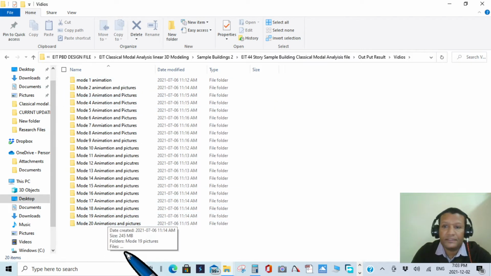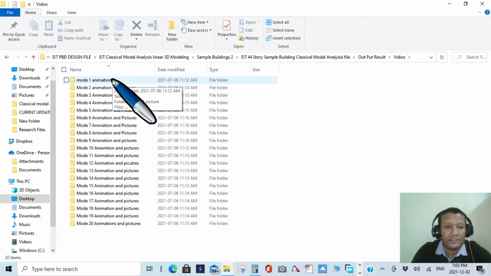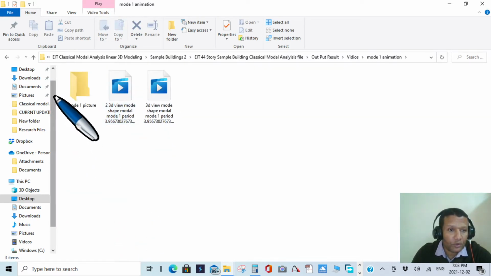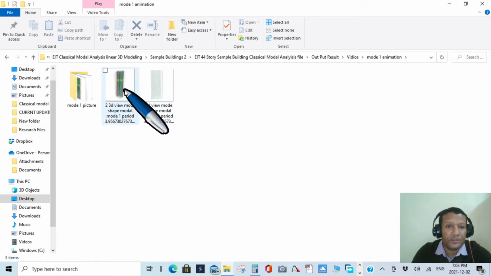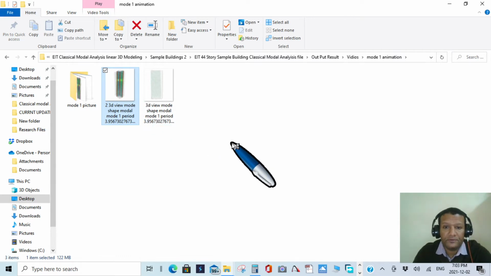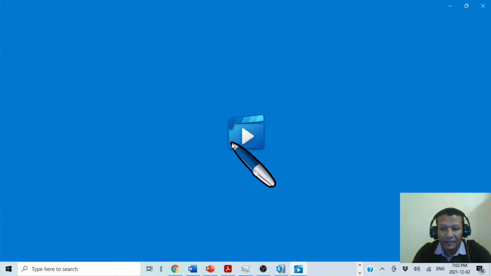These are the modes I did in the classical modal analysis. I have a video for each of the 20 modes. I will also explain why I did classical modal analysis, what its benefit and usage are, because in our research it is a very important part of the analysis.